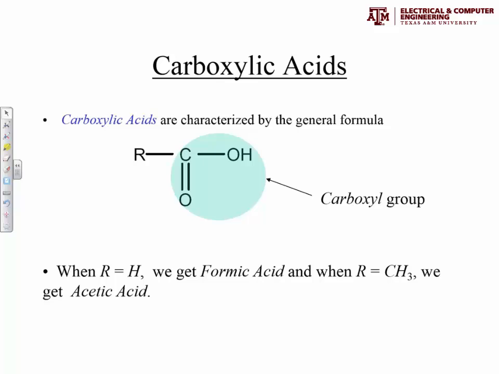So the next group that we are interested in are called carboxylic acids. Carboxylic acids are characterized by the general formula R, where R is any organic group, and this is the carboxyl group: C double bonded with O, OH. Some people write COOH. That is the group that characterizes the organic acid. When this organic group happens to be just a hydrogen atom, you get HCOOH, which is called formic acid.